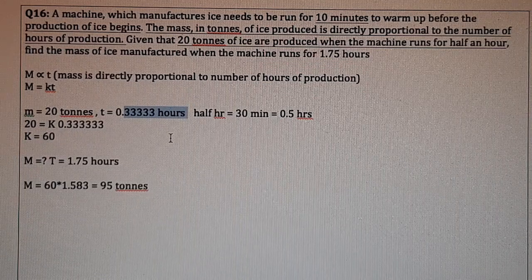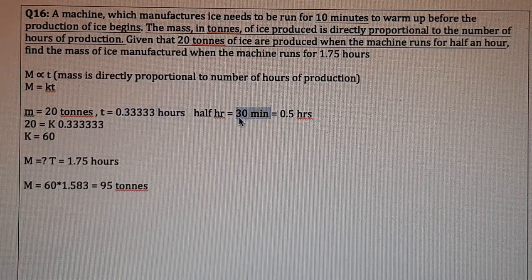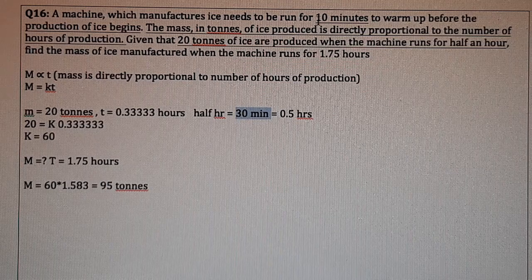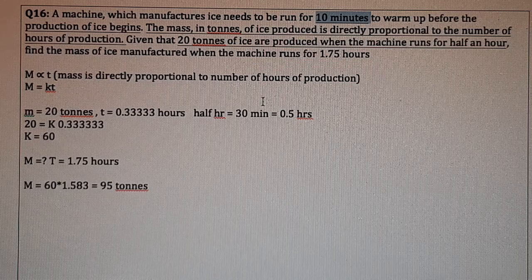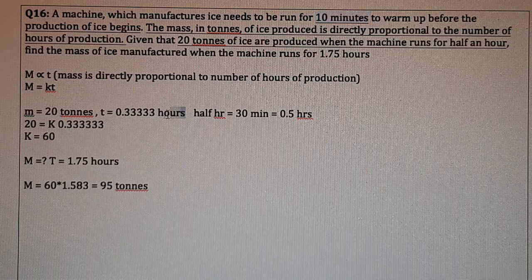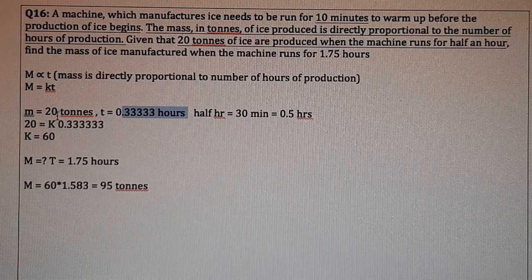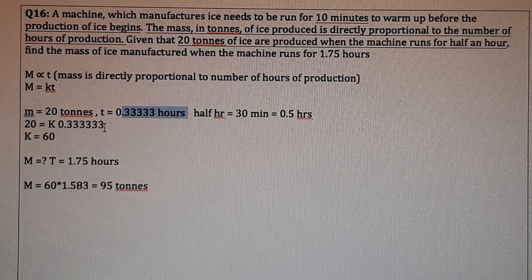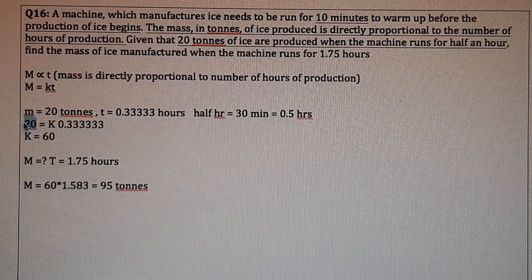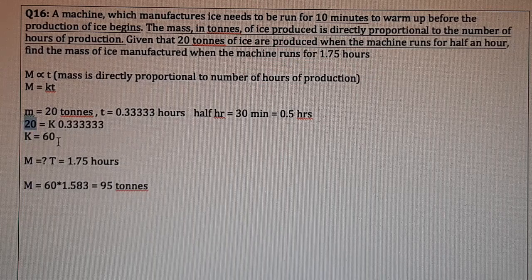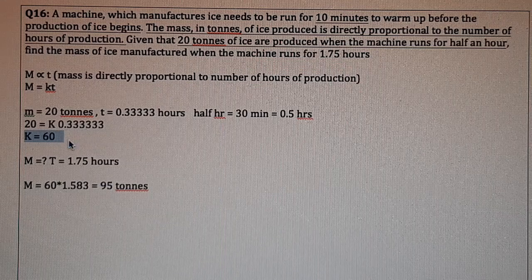Simply 20 divided by 60 will give you the time in hours. Again I am repeating that the 30 minute time is the total time. However, out of this 30 minutes, 10 minutes are required to warm up the machine. The production time will be 20 minutes, and 20 minutes in hours will be 0.333. Now using time equal to 0.333, time in hours, and the mass of the ice produced during this time is 20, so k will be equal to 20 divided by 0.333. Now k is 60.